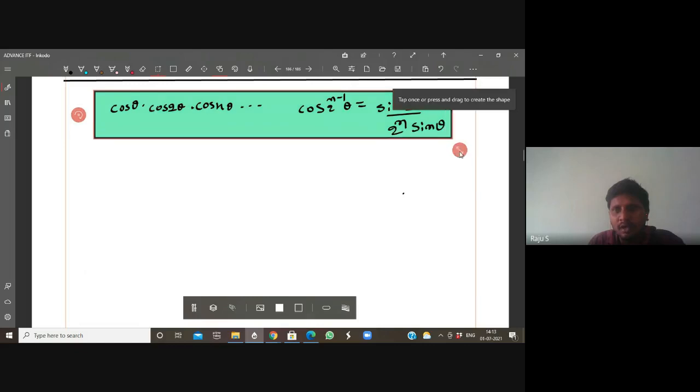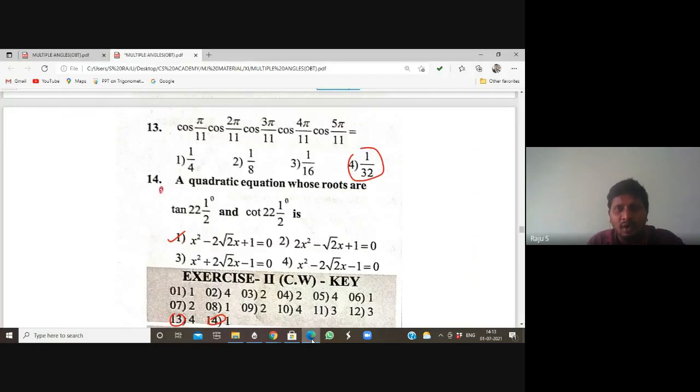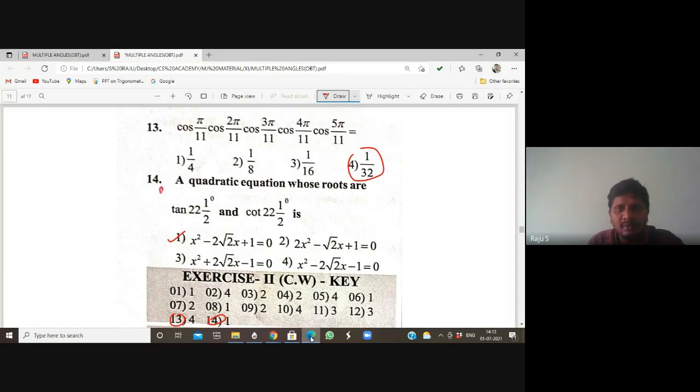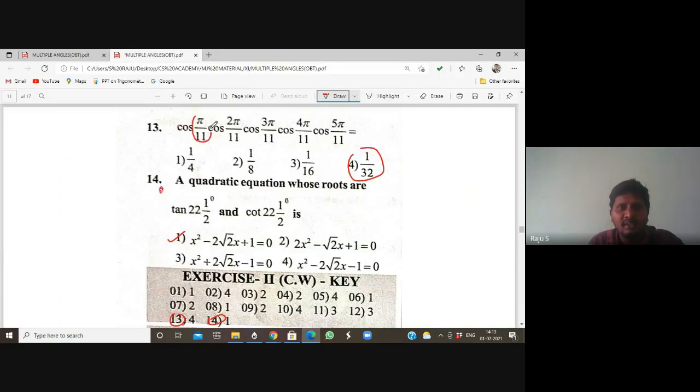Whether you remembered or not, I don't know, but I already gave this formula. With the help of this formula you can do this, or else we can do it another way also. But here, what is the theta value? When comparing with the formula, let us consider theta as pi by 11.